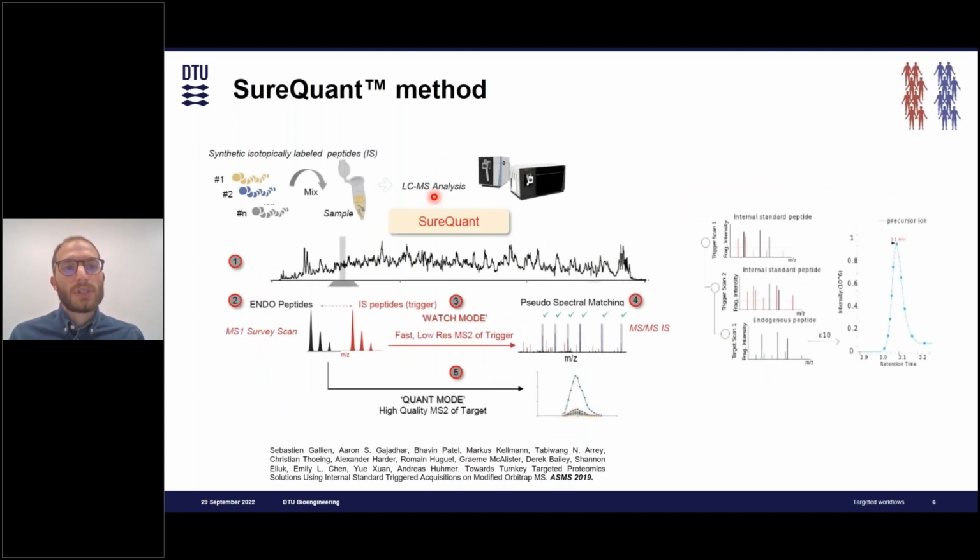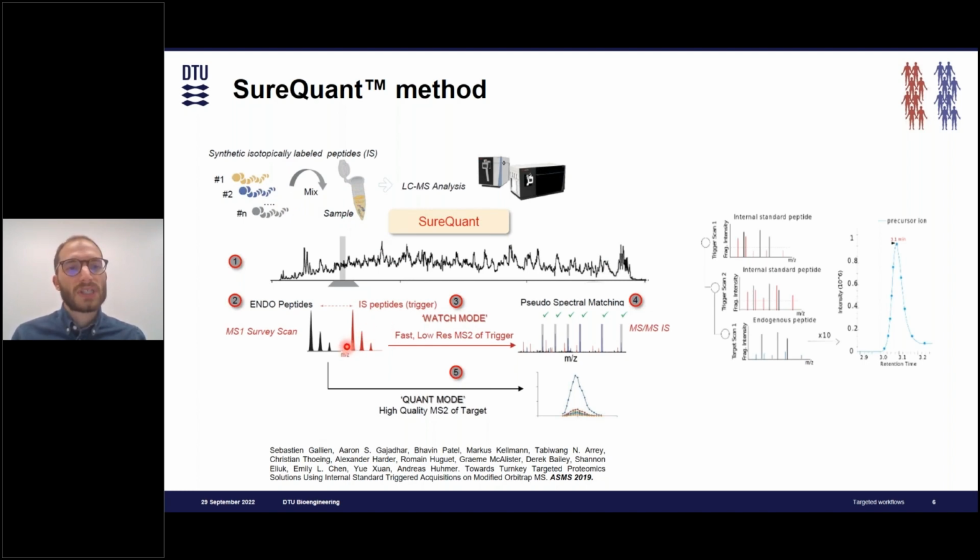So for that, we used a SureQuant method, which is a bit different than the standard reaction monitoring workflows for targeted proteomics, in the sense that it relies on heavily isotopically labeled peptides to trigger the MS2 scans for our endogenous peptides. So the way it works is that we spike the heavy peptides in the mix, as you would do for the standard PRMs.